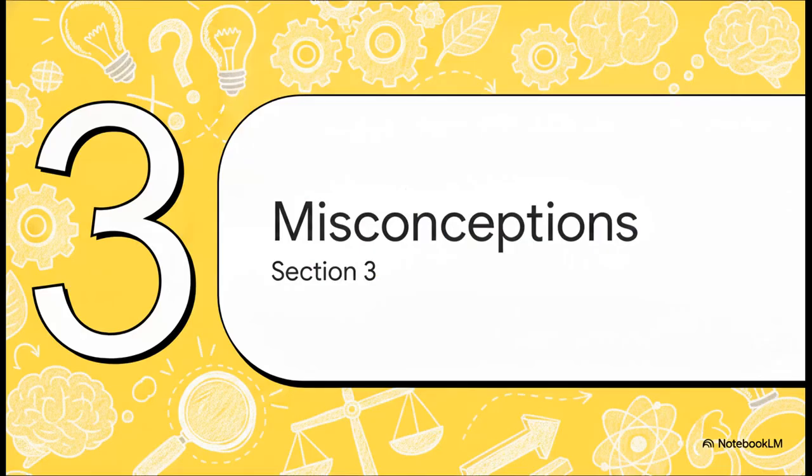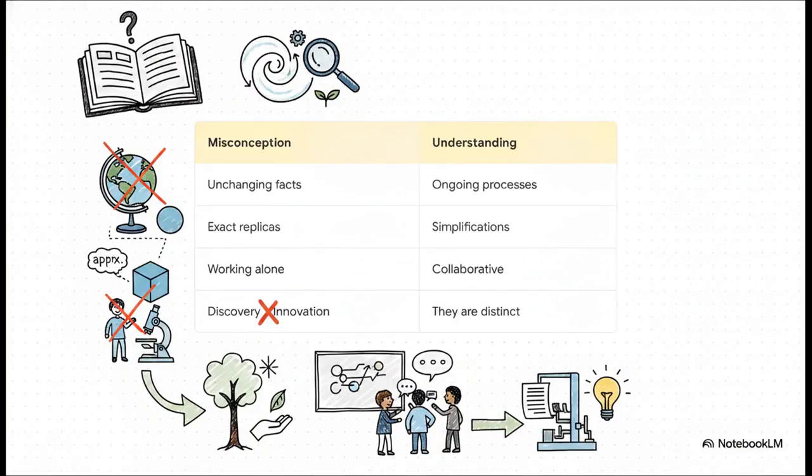Section 3, Addressing Common Misconceptions. So the crucial point here is how we correct these everyday assumptions in the classroom. Students often come in thinking science is just this static, unchanging book of facts. We need to reinforce that science and engineering are actually ongoing processes.